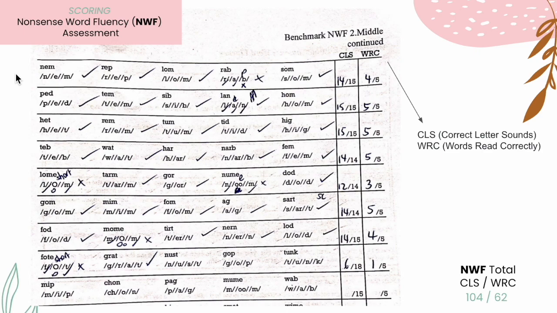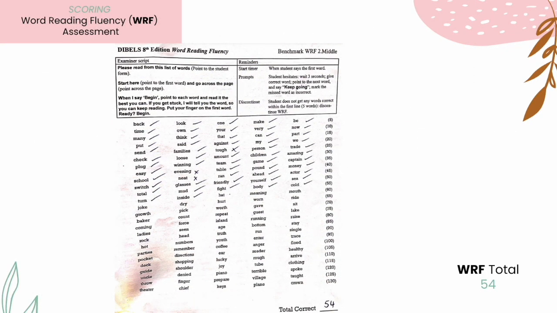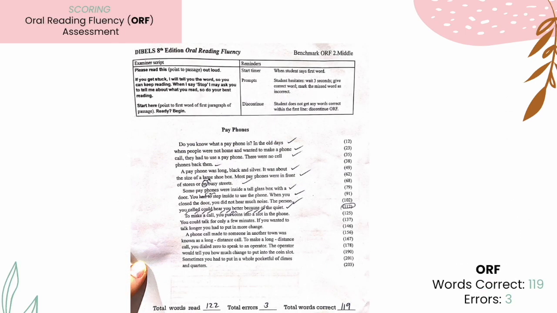When scoring the nonsense word fluency assessment, you will need to add up the total amount of correct letter sounds within each row, as well as the total amount of words read correctly. Once this has been completed per row, you will need to add up the overall total correct letter sounds and words read correctly. For the word reading assessment, you will need to add up all of the words read correctly. For the oral reading fluency assessment, you will need to add up the total words read using the key on the side, the total amount of errors, and then the total words correct, which is the total amount of words minus any errors.